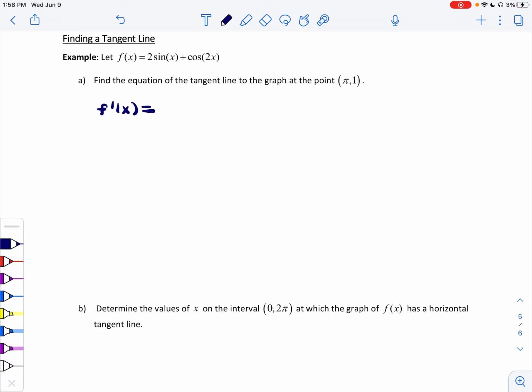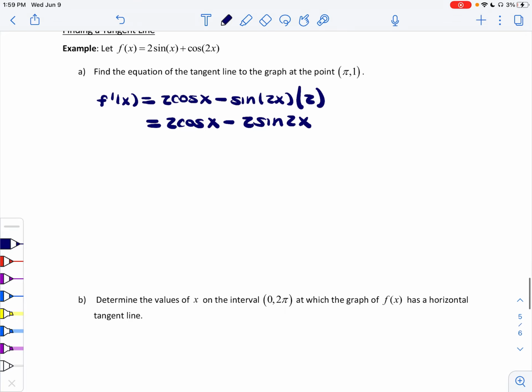So the first thing we would do here is find the derivative of this function. Okay, so that would be 2 cosine x. And then for the second piece, cosine of 2x, we'll have to use our chain rule on that. Derivative of cosine is negative sine. It's actually going to be minus sine of 2x. And then chain rule, we multiply by the derivative of 2x, which is 2. All right, and then just simplify this a little bit. So 2 cosine of x minus 2 sine of 2x. Okay, so that's our derivative.